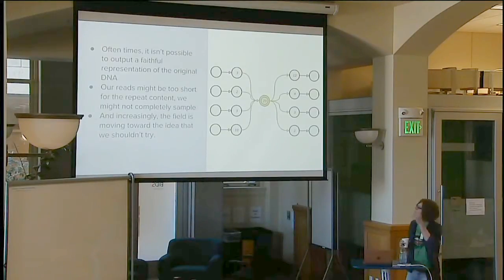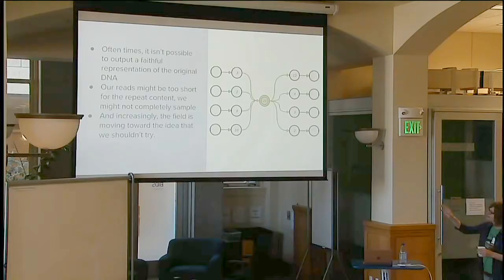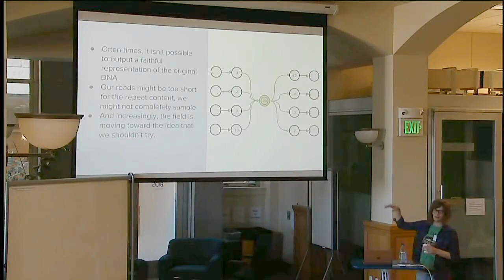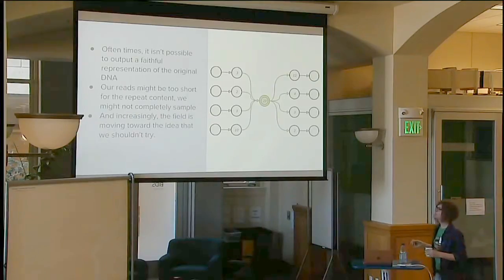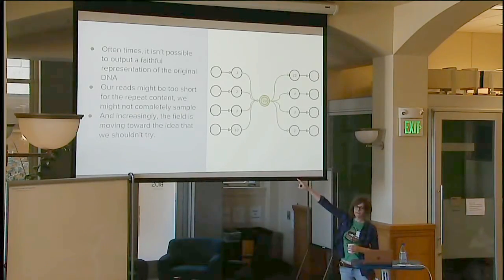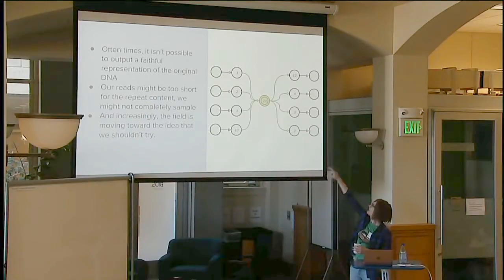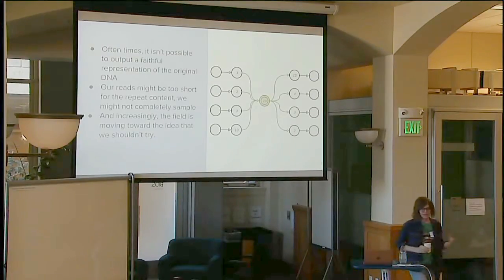So oftentimes it isn't actually possible to output a faithful representation of the underlying genome. In this case, if these are my coverages, meaning how many times I observed a particular k-mer, which is how many reads it showed up in, I can make a good guess that if I start down here in the lower left, traverse through this middle node, I can go to the upper right, right? But if I come in at any of these other points, I can't really make a good guess as to where to go. So I have this ambiguity that I can't resolve.